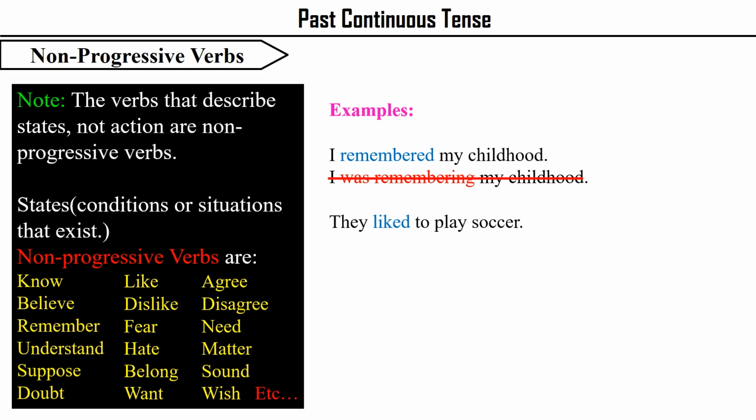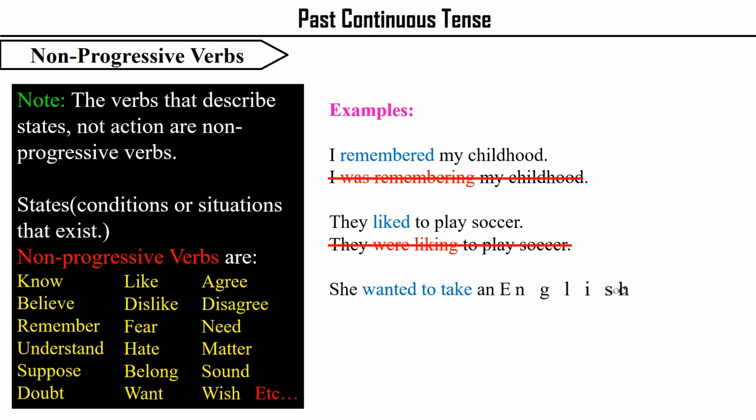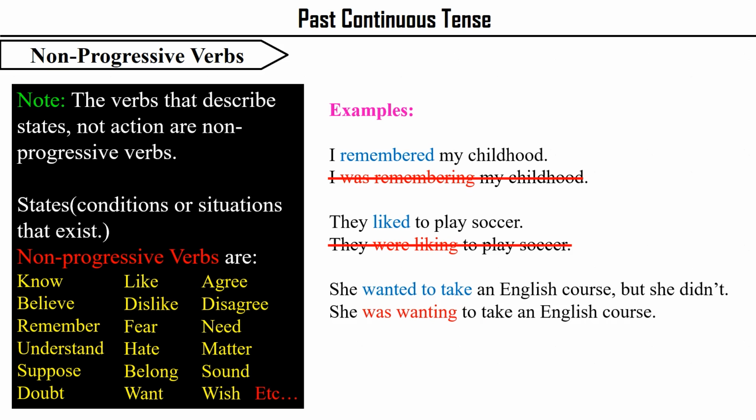Or they liked to play soccer is the past simple tense, and like is a stative verb. We cannot use it in continuous tense. It is wrong to say they were liking to play soccer. She wanted to take an English course, but she didn't. Past simple tense. But it is wrong to say she was wanting to take an English course.